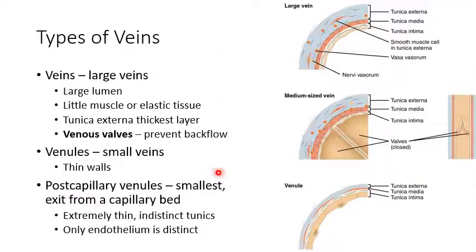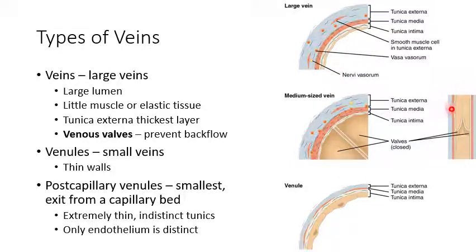So in the diagram here, you can see veins compared to venules. Venules will have an extremely thin wall, postcapillary venules even more so. Then the veins have a very thick tunica externa, very little muscle in their tunica media, and they will also have these valves in them.